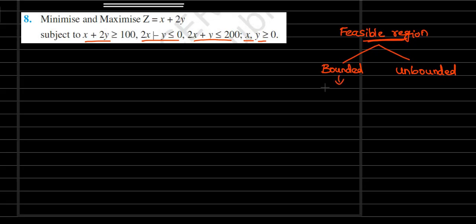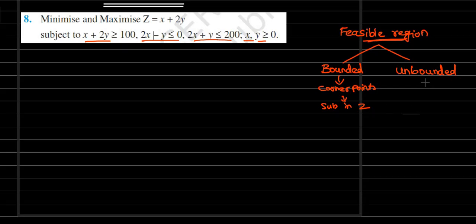After this step, you have to identify the corner points, then substitute all the corner points one by one in z. After substituting in z, you will get some results. Among those results, the largest value is the maximum of z, and the least one will be the minimum value of z. So we can confirm it 100% sure.